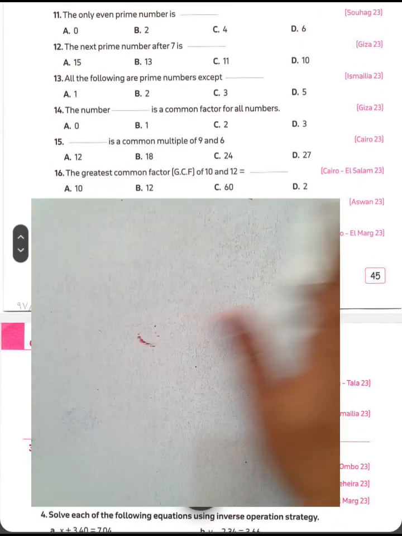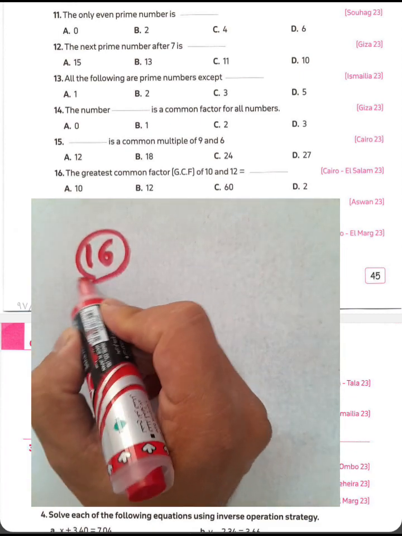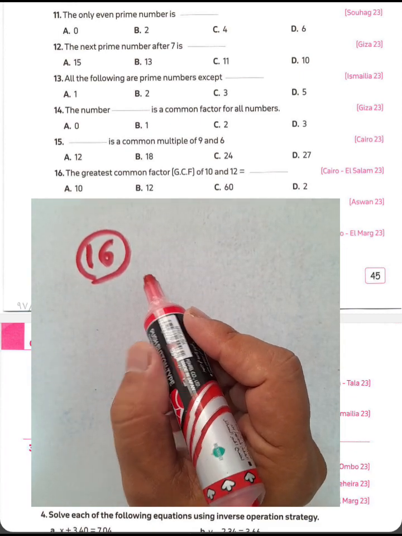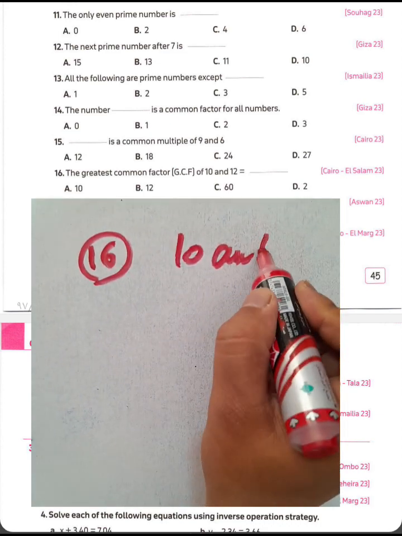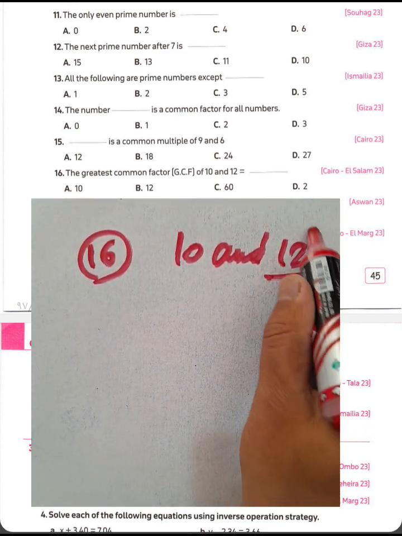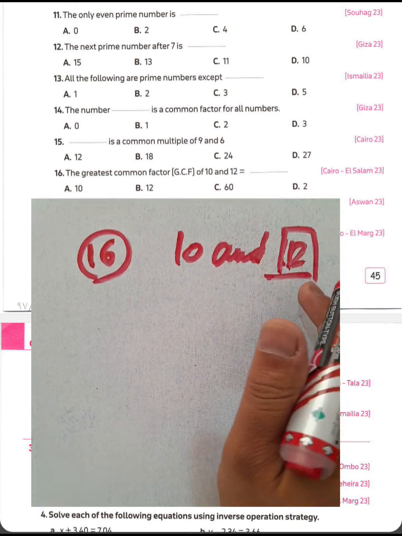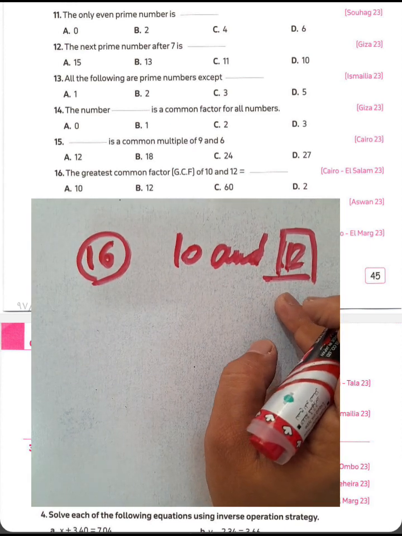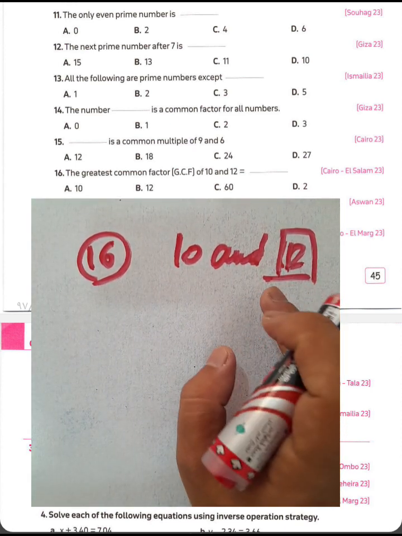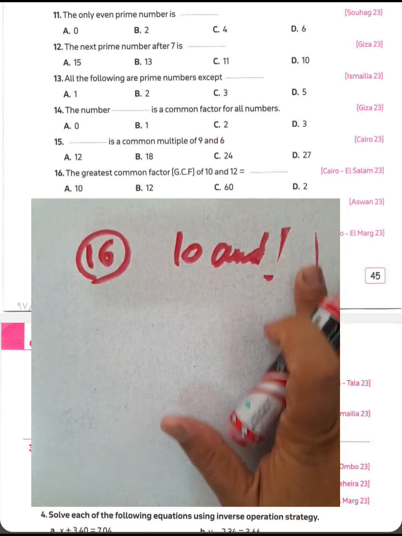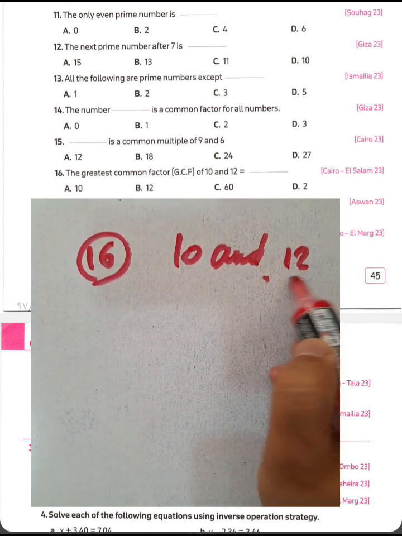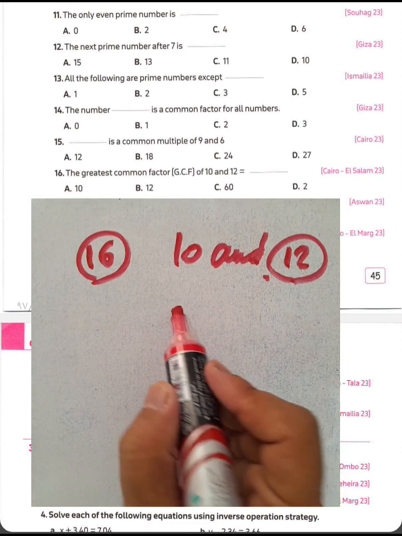Question 16. The greatest common factor of 10 and 12. 12, the greatest, can't be divided by 10. Then you must add 12 here. What do you want to find? Least common multiple or greatest common factor? You want to find the greatest common factor. Okay, then the greatest common factor between the two numbers here will be 2.